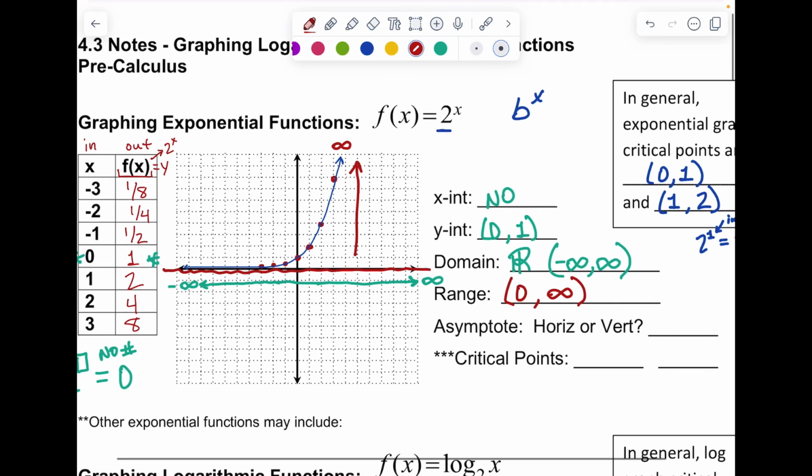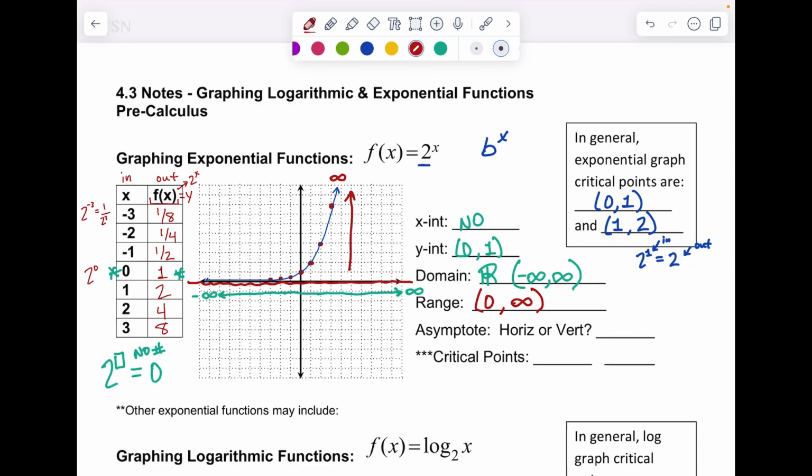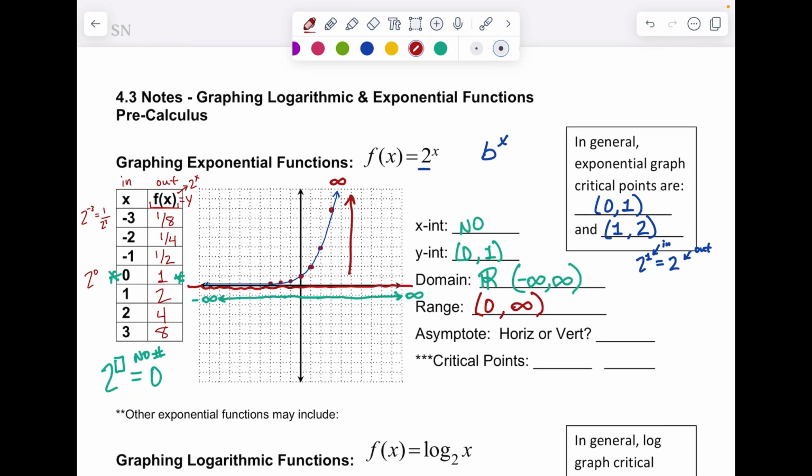Asymptotes. There's nothing vertically keeping this graph in line right now, but it never goes beneath the x-axis. So I could say that I do have a horizontal asymptote. Remember HOY equals, so I would say y equals 0 is the equation of the horizontal line.